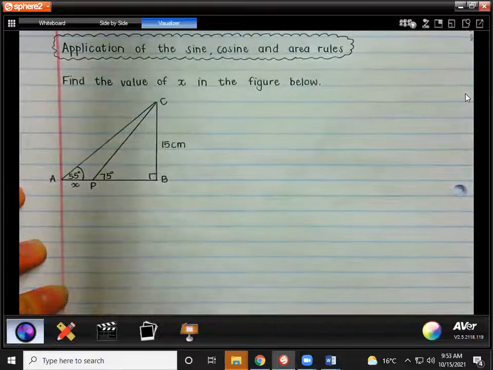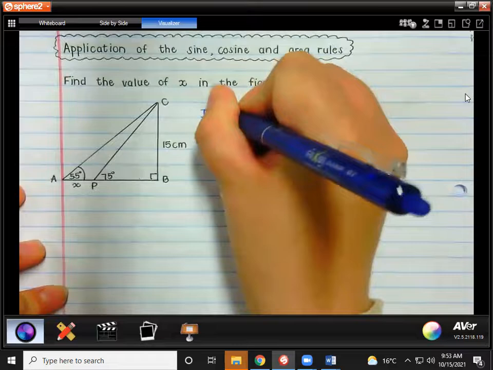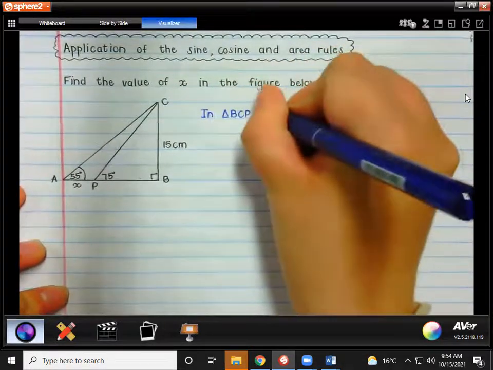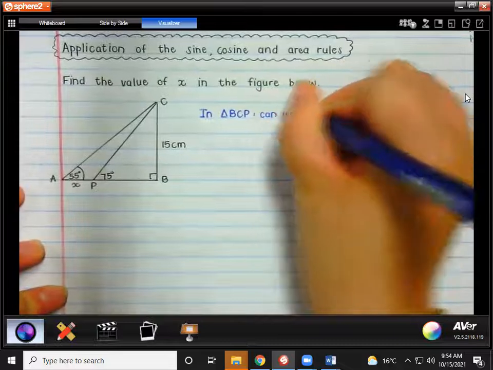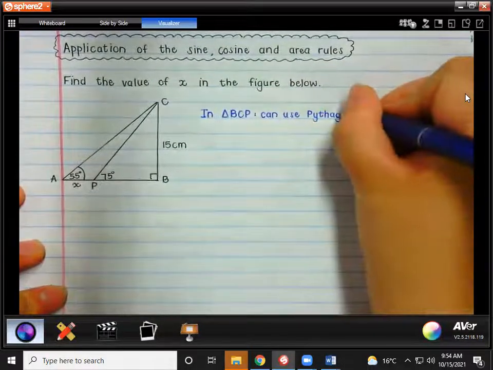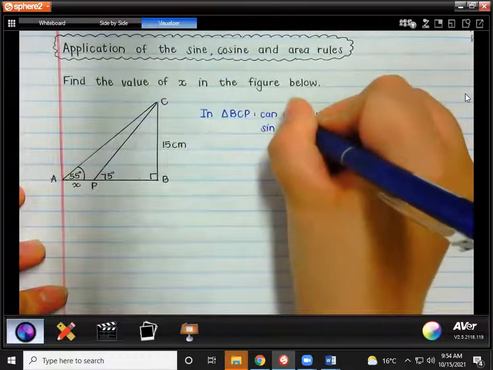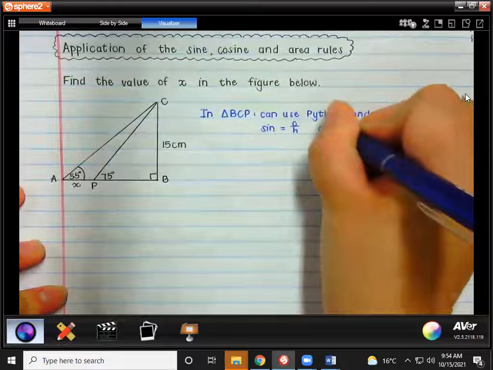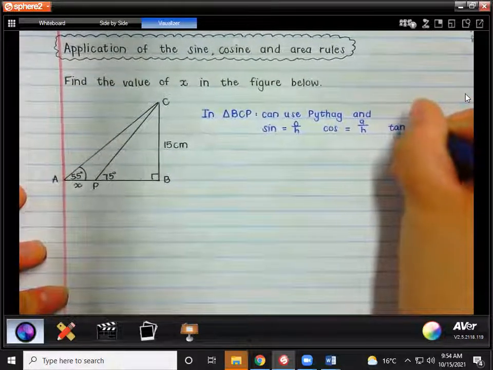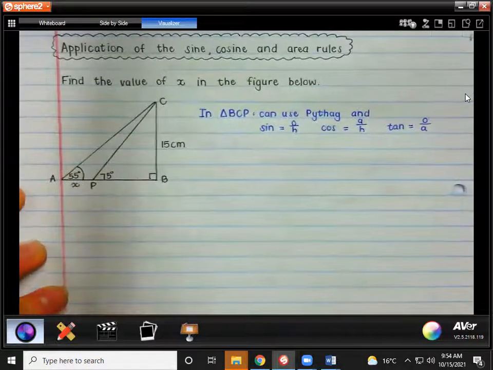I'm going to write that on the side. This is not a part of the solution. We're just writing this down so that we can remember. Can use Pythag and sine equals opposite over hypotenuse, cos equals adjacent over hypotenuse, and tan equals opposite over adjacent, of either one of those two angles.